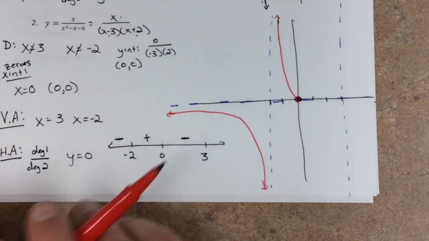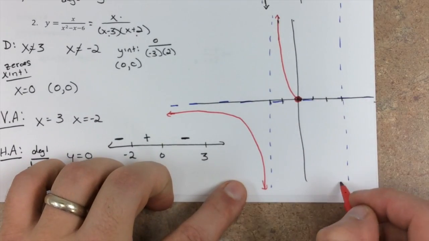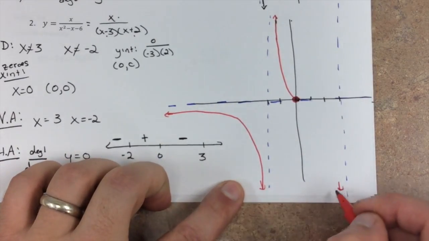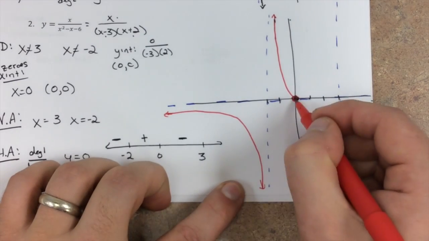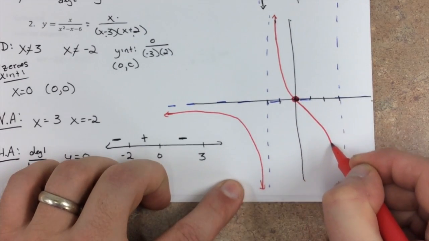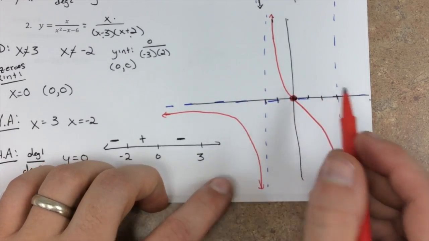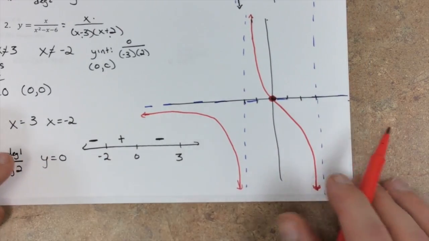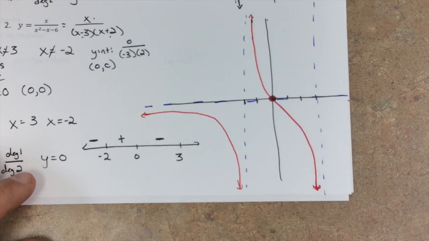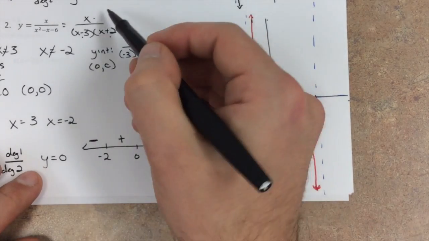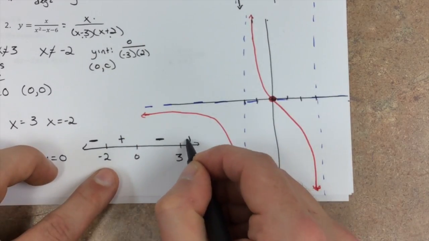Gives me negative. So what does that mean? I'm going down this way. So I have to connect my graph. And in between, it looks like a chair. Last bit, to the right of 3, 4, positive, positive, positive.